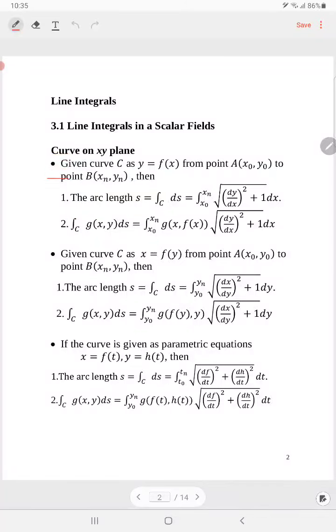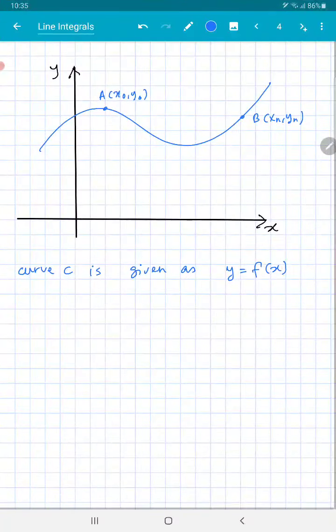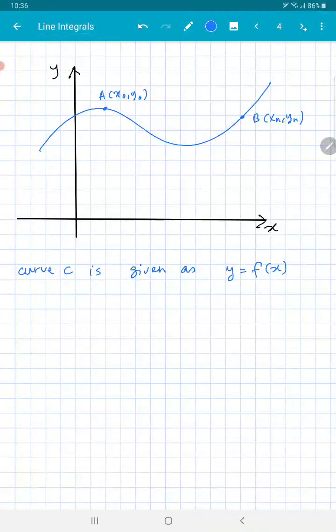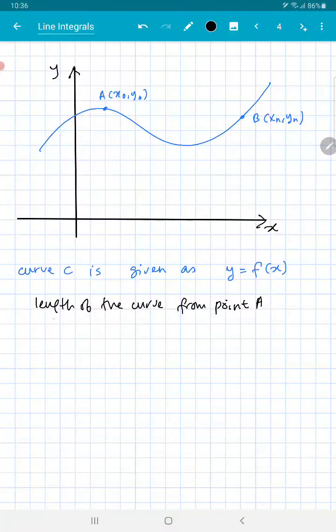Now let's concentrate on the first bullet here. Let's say you're given a curve on an xy plane, and your curve is represented as y as a function of x. Now let's say you want to find the length of your curve from point A to point B.